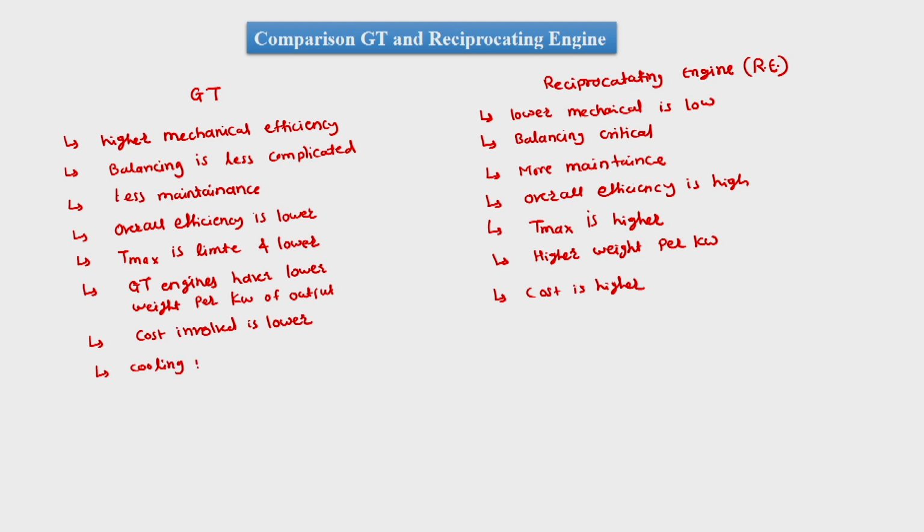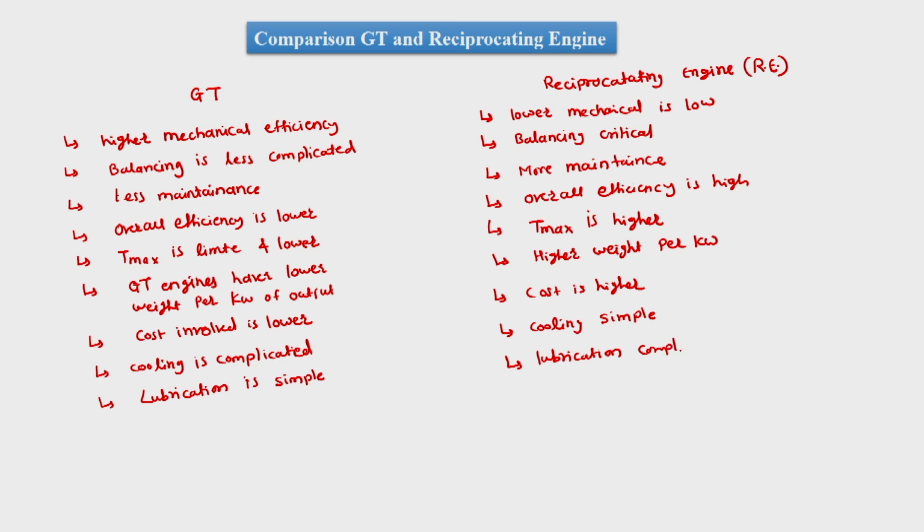Cooling of gas turbine is complicated, which we are going to see in one of the next classes, that we need to have special arrangement for turbine blade cooling. Here cooling is simple. Further, lubrication is simple for gas turbine power plants, since we have no reciprocating part. Here lubrication is complicated in case of reciprocating engines. And so these are the relative merits and demerits of the gas turbine and reciprocating engines. So this is how we can compare different engines and different cycles, which are the complementary cycles to each other, and we have seen also what are the different arrangements possible for a gas turbine power plant. Thank you.